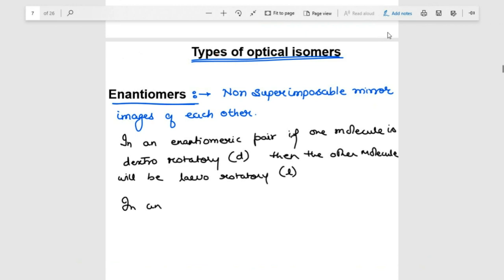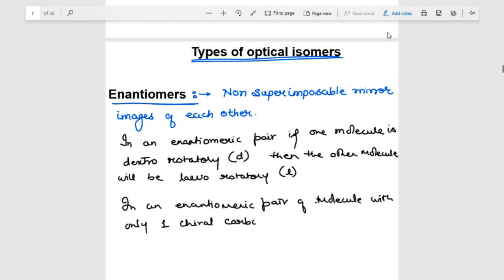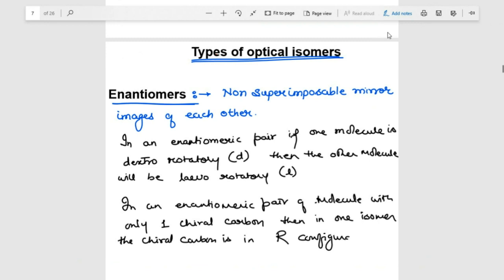In an enantiomeric pair of molecules with only one chiral center, or I'll limit myself to only one chiral carbon, then if in one isomer the chiral carbon is in R configuration, then in the other it will be in S configuration.